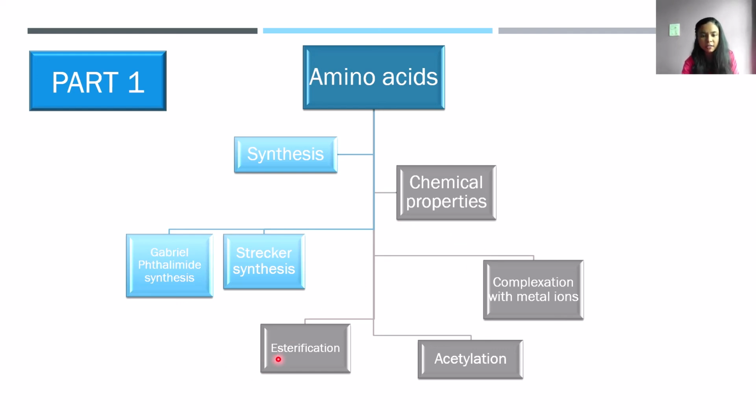First we did esterification, which is shown by the carboxylic group of the amino acid. Second was acetylation, shown by the NH2 group. And the third is complexation with metal ions, which is a unique property of all alpha amino acids.